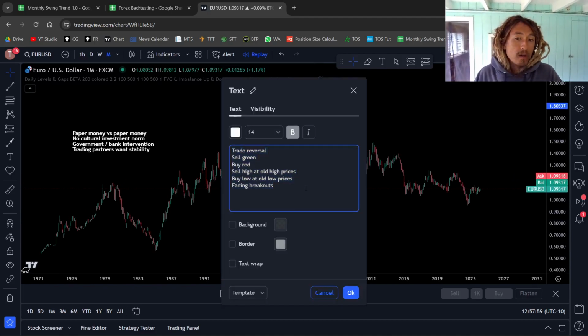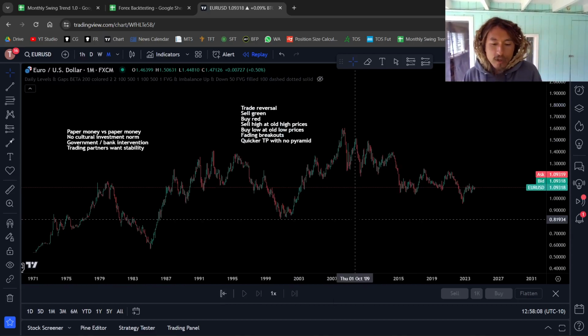Reversals, it also means we're not going for a huge reversal. So it's going to be a quicker TP, with no pyramiding. So once a position starts going our way, we're looking to exit. We're not looking to add, because if we think we're going to add and it's going to run forever, it's not, because it's just going to reverse again. So this is the fundamental of trading the Forex markets.